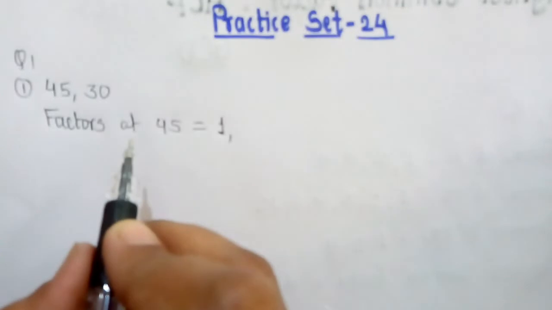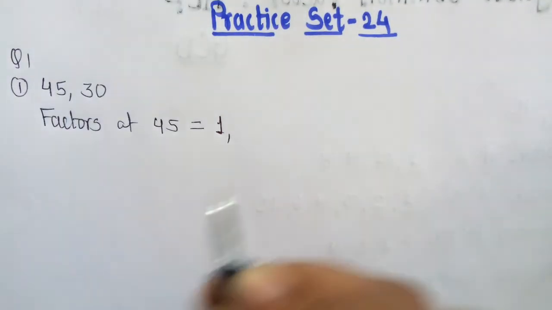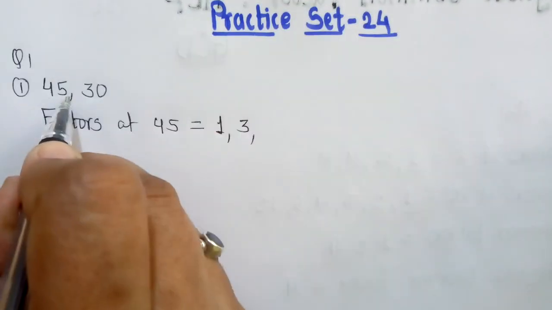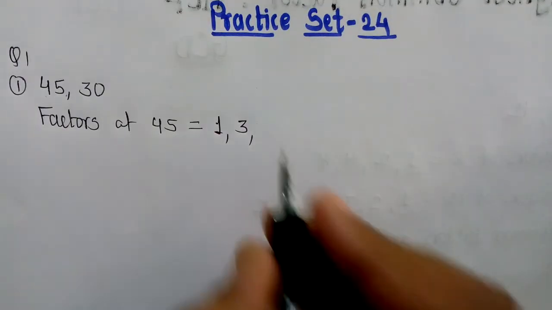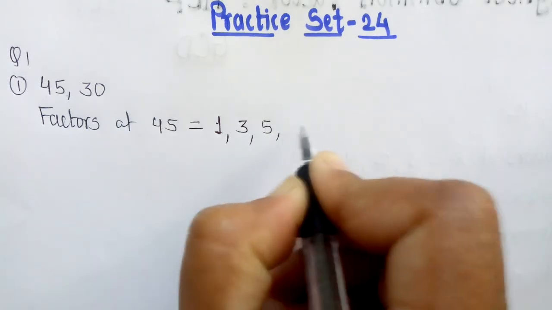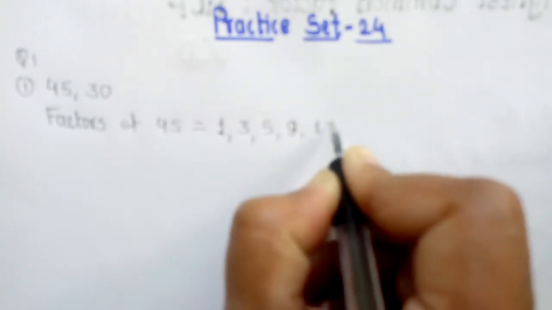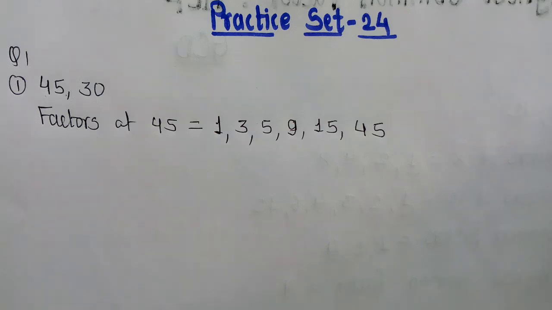Then is 2 a factor of 45? No, because 5 is in the ones place. 3, yes, 3 is a factor because 4 plus 5 is 9 and 9 is in the table of 3. So a factor of 45 is 3. In the same way the next factors are 5, then 9, then 15, then 45. So you have to find in such a way. You have to try every number, and if it is a factor, if it is completely divisible, you have to write that number there. Okay.